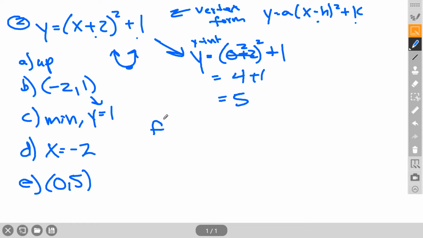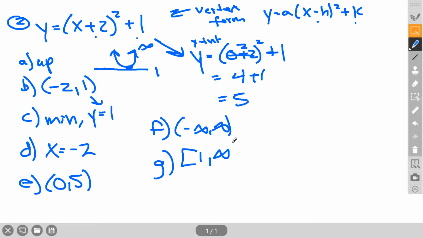F, give the domain. Domain is always the same, negative infinity to infinity. G, give the range. Well, the range in this case, if we look at my little sketch over here, the lowest point is 1 and the highest point is infinity. So the range is from 1 to infinity. H, you can just refer to the graph on the answer key because that did not work for me last time when I tried to graph it.